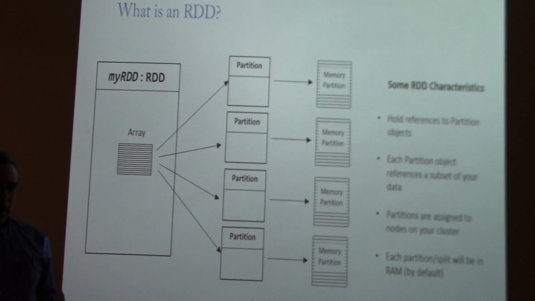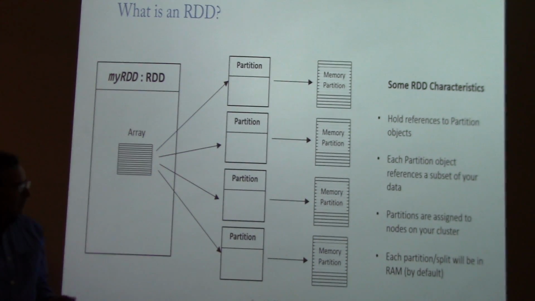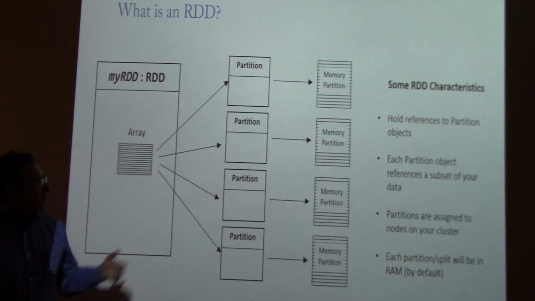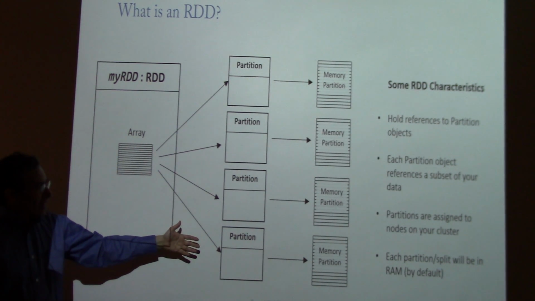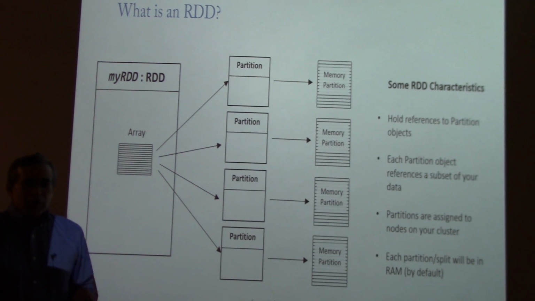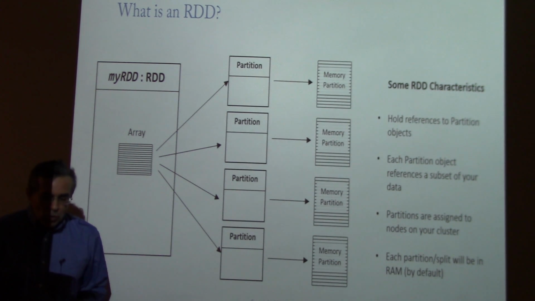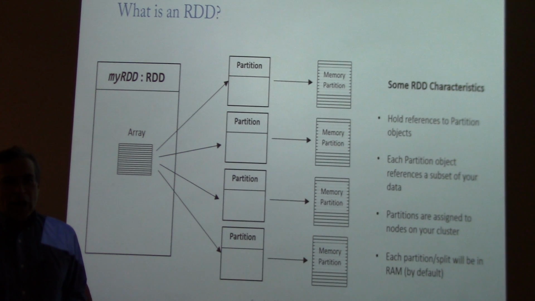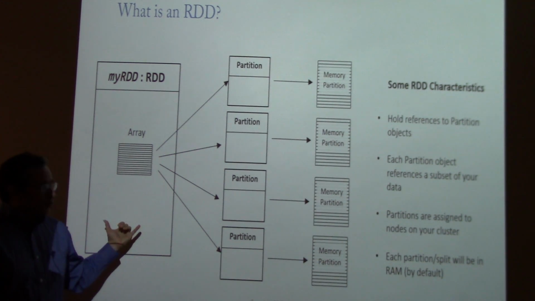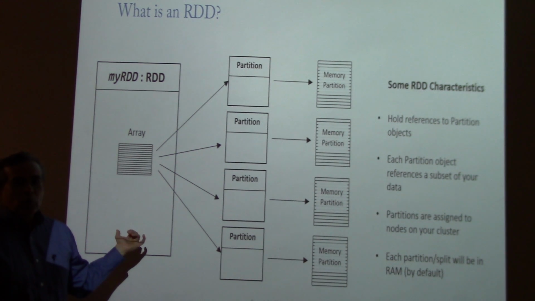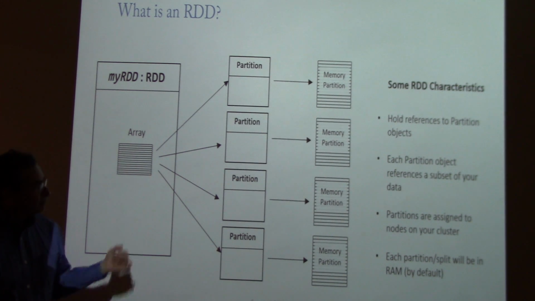This is a simple diagram, but it actually has some pretty significant ramifications. For example, if you had, say, a 1,000 node cluster, and you only had 4 partitions, that means you would only be using 4 of the nodes on your cluster. So knowing the number of partitions that you've got associated with an RDD and controlling that actually turns out to be an important aspect of programming with Spark.